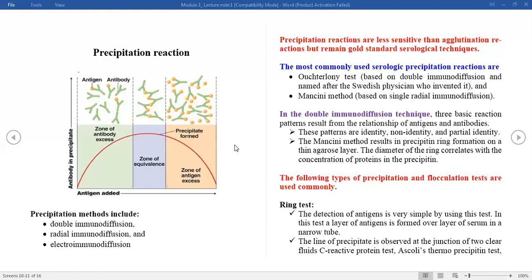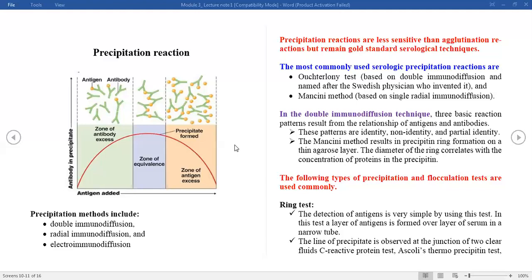In the double immunodiffusion technique, three basic reaction patterns result from the relationship between antigen and antibodies. The first is identity. The second is non-identity. And the third is partial identity. In the Mancini method, this particular method results in precipitin ring formation. We will discuss the ring formation later, a ring test on a thin agarose layer, and the diameter of the ring correlates with the concentration of protein in the precipitate.